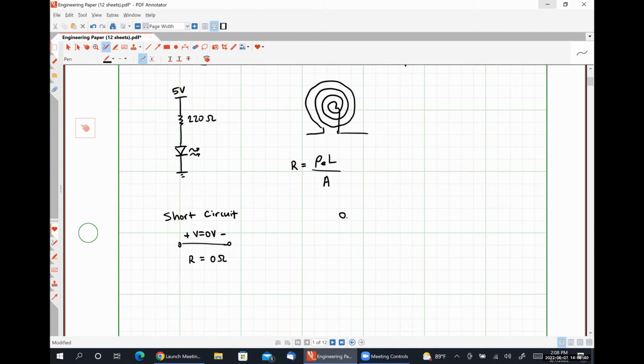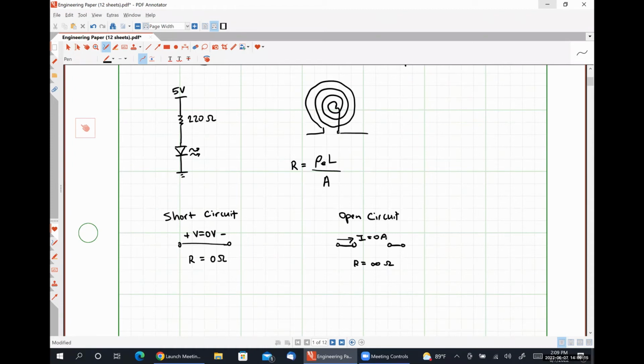An open circuit, we represent that on a schematic diagram as really kind of the absence of a wire, right? It will have an infinitely large resistance, and in an open circuit, since there is not a closed path, the current that flows through the open circuit has to be 0 amps. Okay.